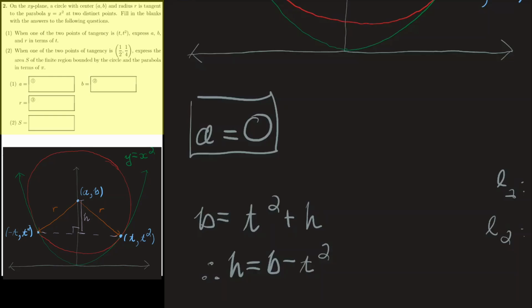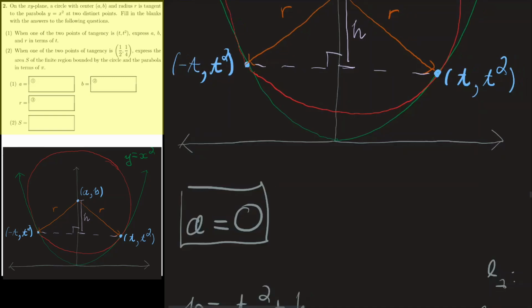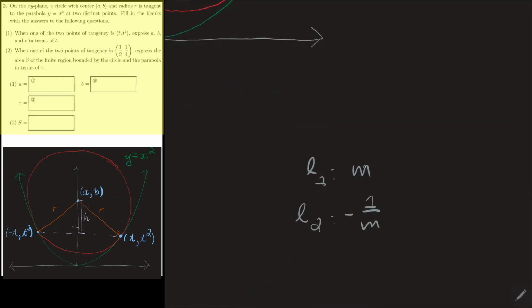Instead, we can consider the fact that the circle is tangent to the parabola at these 2 points. What that means is that at those exact points, the radius of the circle must have a slope that is the negative reciprocal of the slope of the tangent line. This is a common fact used in problems like this: if you have a line with a slope of m, then a line that is perpendicular to it will have a slope of negative 1 over m.